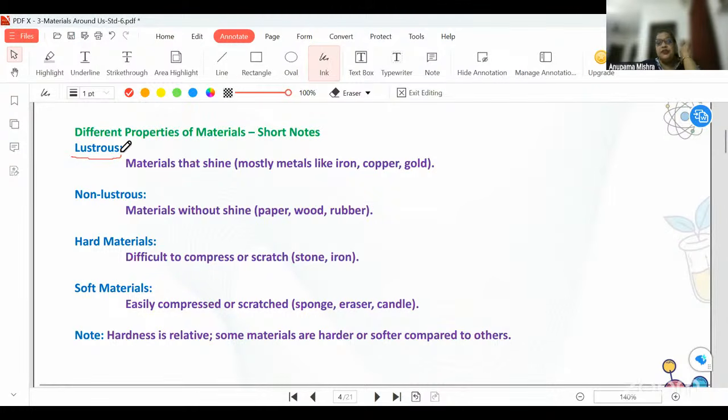Non-lustrous means materials which do not shine at all, like paper, wood, rubber. Okay. Then hard material is also there. Yeah, natural and man-made materials are also there. Obviously, one child has written, that's true. So what happens in that?